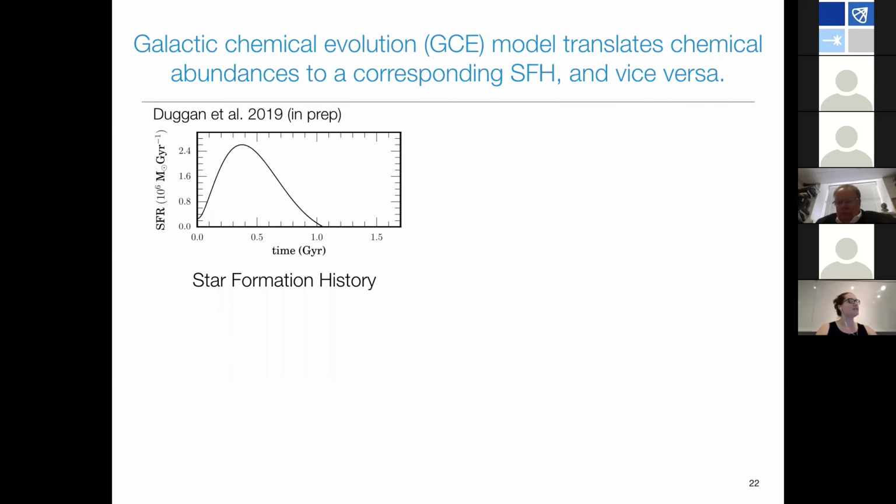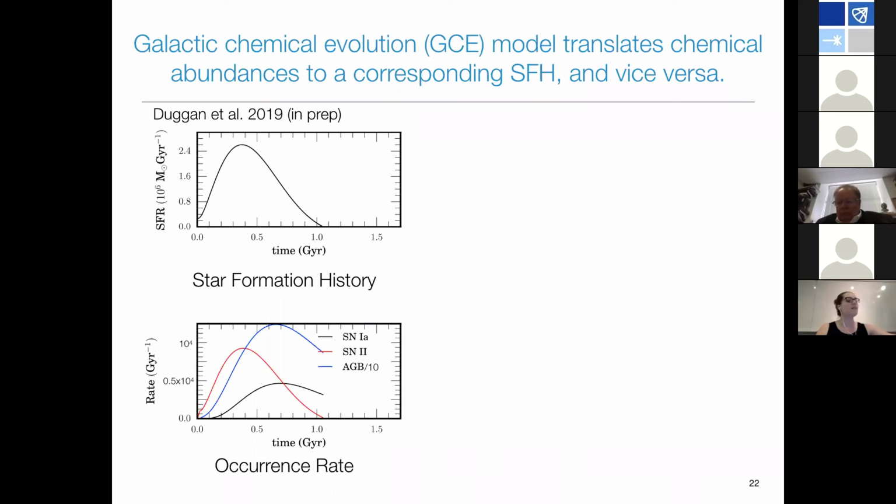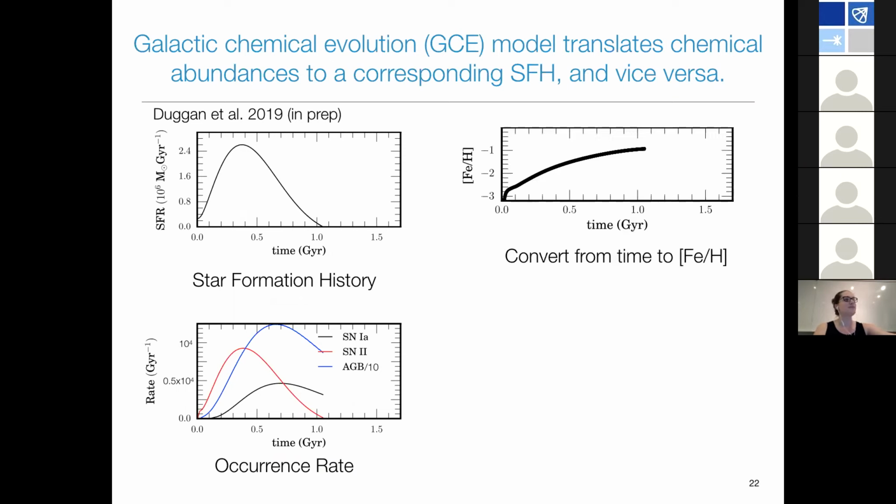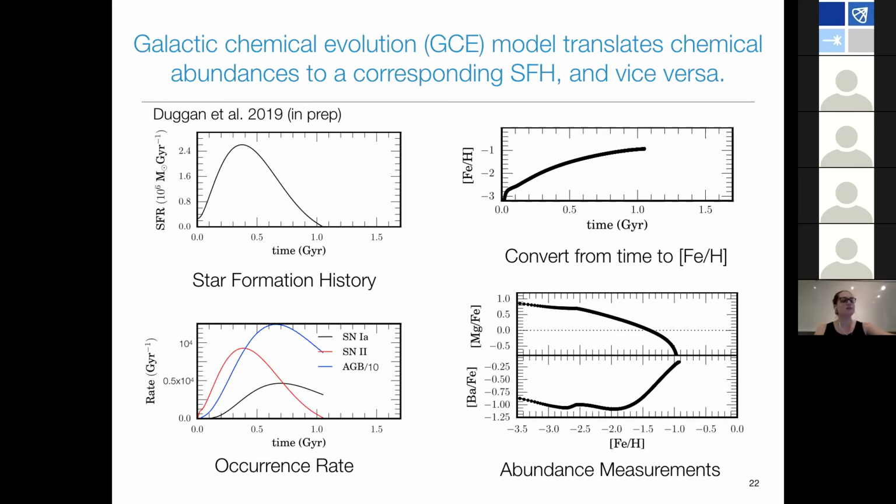And to remind you how this works, you have a star formation history. From the IMF, you can determine the occurrence rate of type Ia, type II, and AGB stars. Then from the supernova yields specifically, you can convert time into iron abundance. And then you can create these abundance trends and iteratively fit them with the observed abundances. And again, in the model I've shown here, the barium is predominantly coming from AGB stars.